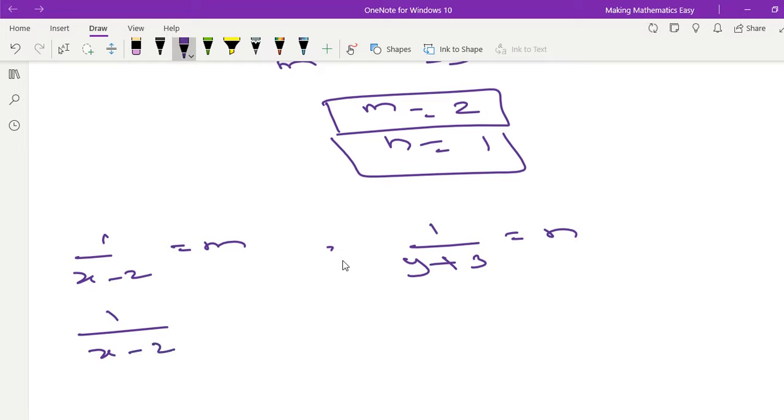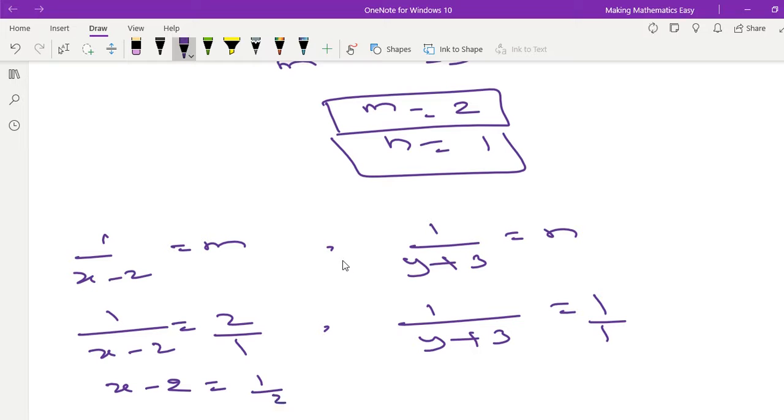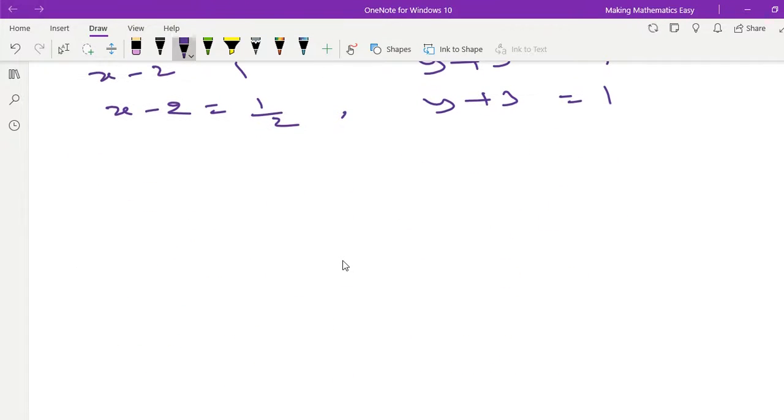So this 1 upon x minus 2 is equal to 2, 1 upon y plus 3 is equal to 1. So now what we can do is we can again do the reciprocal. So this will be x minus 2 is equal to 1 upon 2, y plus 3 is equal to 1. Okay, now what we can do is we can do the cross multiplication. This 2 will get multiplied by this, this 1 will get multiplied by this. When this 2 gets multiplied, it will get multiplied by both x and 2. So this will be 2 into x minus 2 is equal to 1 into 1. I hope you have got this.